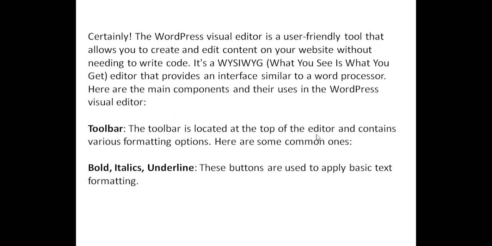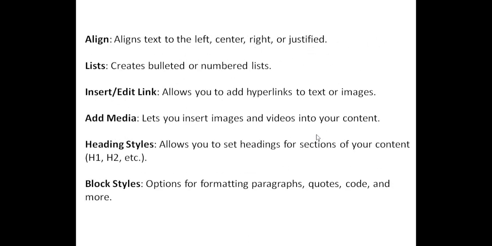Toolbar. The toolbar is located at the top of the editor and contains various formatting options. Here are some common ones. Bold, italics, underline: these buttons are used to apply basic text formatting. Align: aligns text to the left, center, right, or justified. Lists: creates bulleted or numbered lists.